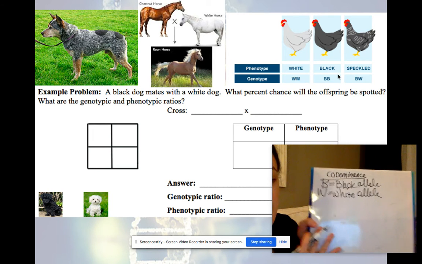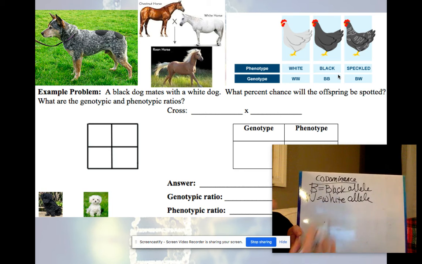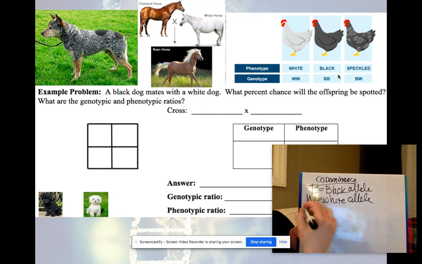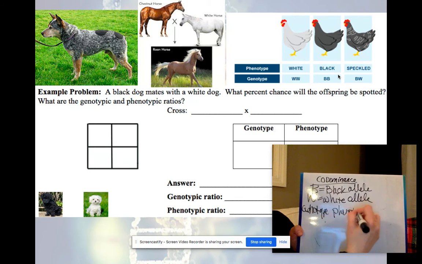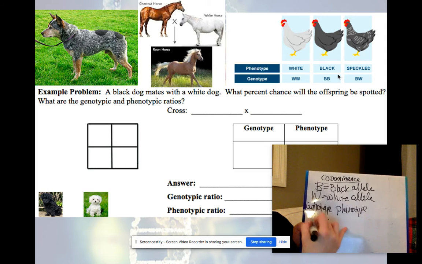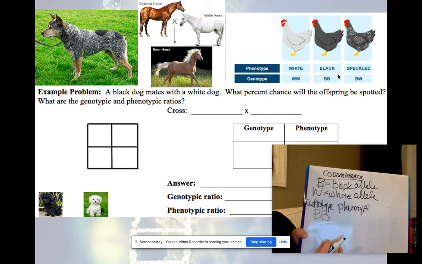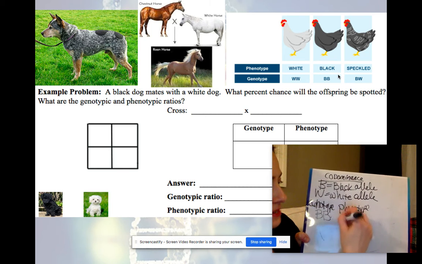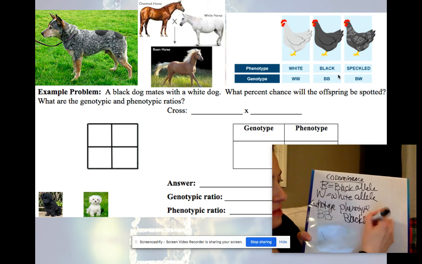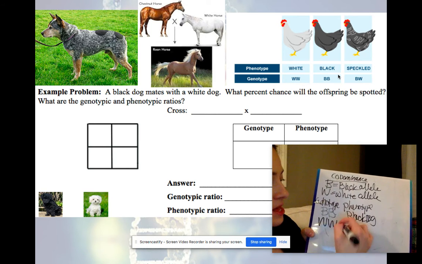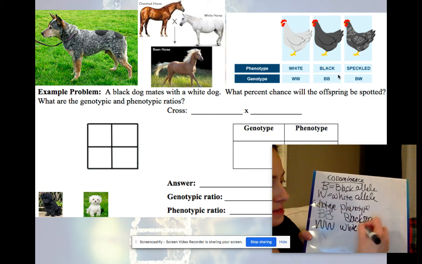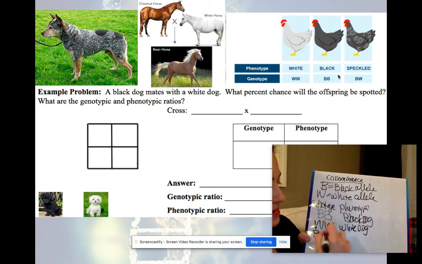So these are the alleles that we have. I'll write the term genotype, and then I'll write here phenotype. If we have the genotype capital B, then the corresponding phenotype would be a black dog. If we have the genotype capital W, then we would have the corresponding phenotype that is the white dog. But if we have BW, that would be a spotted dog. So that's what we have there.